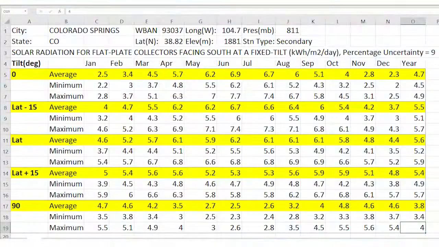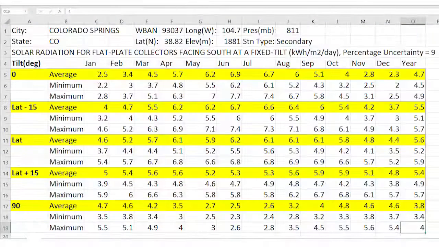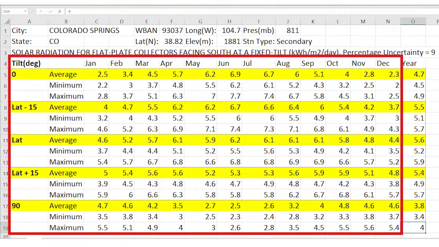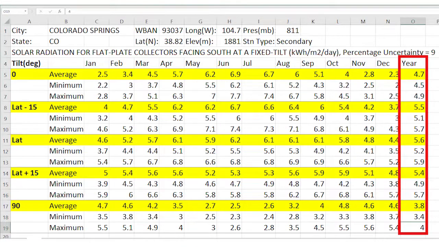In this example, I've downloaded and imported insolation data for Colorado Springs, Colorado. The data give us the latitude of that location, 38.82 degrees, and then it gives us another piece of information. It's provided for flat plate collectors facing south at a fixed tilt. What that means is that this is not a tracking system and the panel is faced directly due south. It then gives us daily insolation based upon tilt angle for each month, as well as the average over the year.